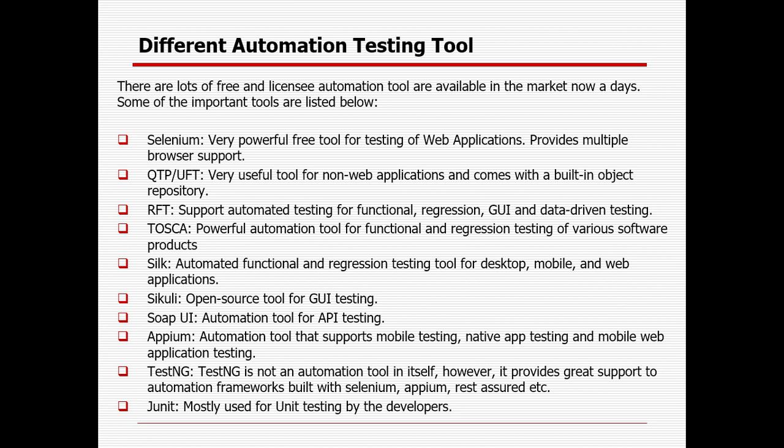Then what are the different automation testing tools available? Nowadays there are plenty of tools available. Some tools are free, some are licensed, some are for UI automation, some for API automation, some for the performance team, like that. Selenium, UFT, RFT, Tosca, Silk are all used for web-based, or sometimes client-server-based or Windows-based applications. Selenium is a free tool. Others like UFT, RFT, Tosca, and Silk are licensed tools.